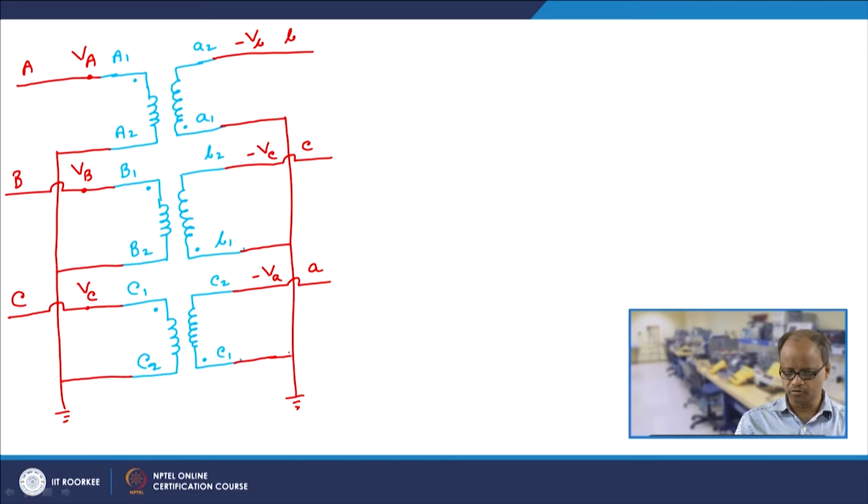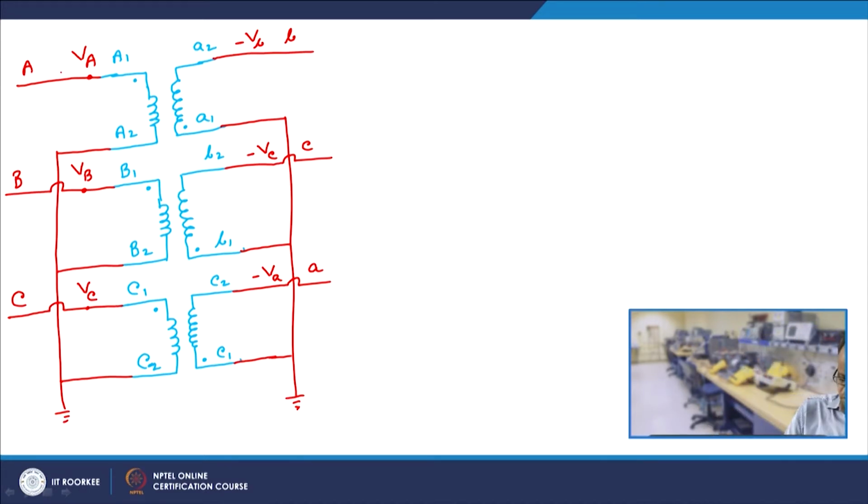So, at every time this should be positive to this. If this VC is positive corresponding to this grounded point, which is 0, then this should be negative, because this point should be positive with respect to this. So, these are denoted; these voltages will be minus VB, minus VC and minus VA.